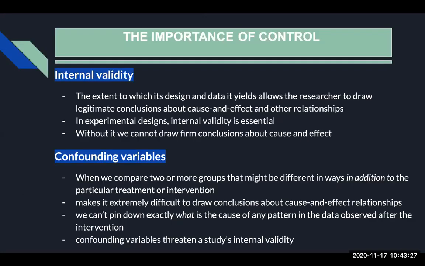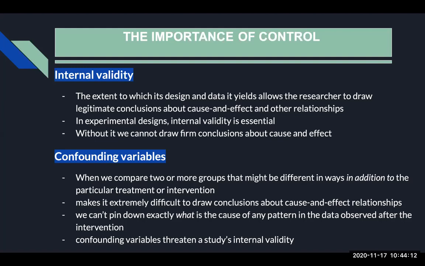Next is the internal validity of research. A particular concern in any experimental study is its internal validity, the extent to which its design and data allow the researcher to draw legitimate conclusions about cause and effect and other relationships. In an experimental design, internal validity is essential. Without it, a researcher cannot draw firm conclusions about cause and effect. And that is, after all, the whole point of conducting an experimental design.